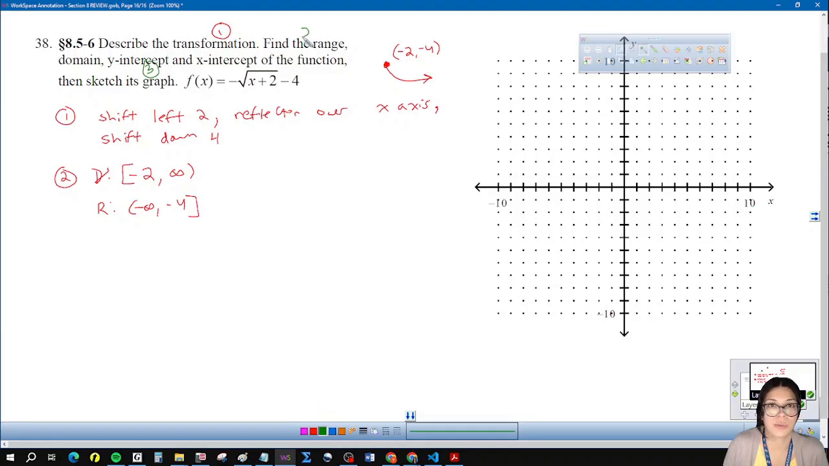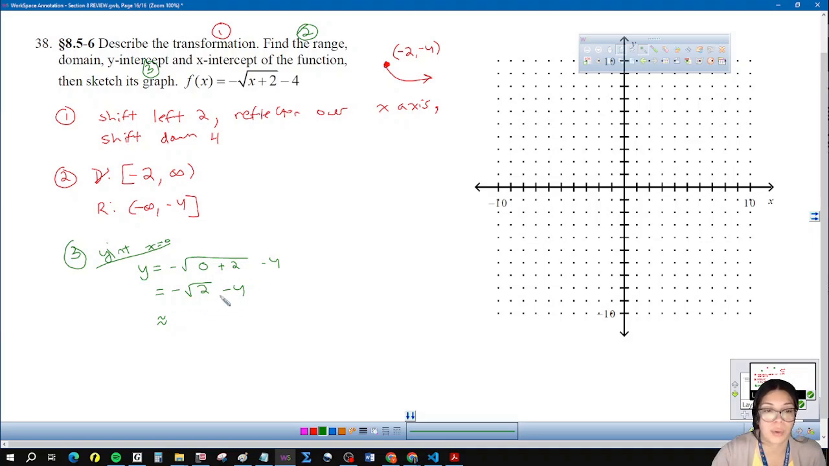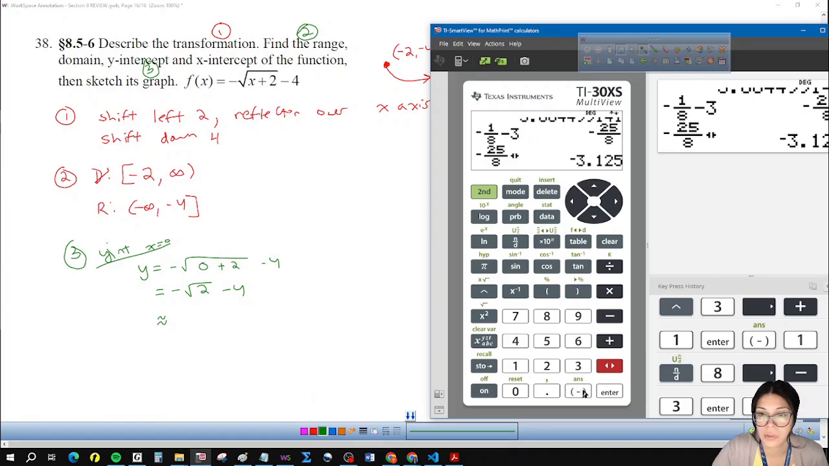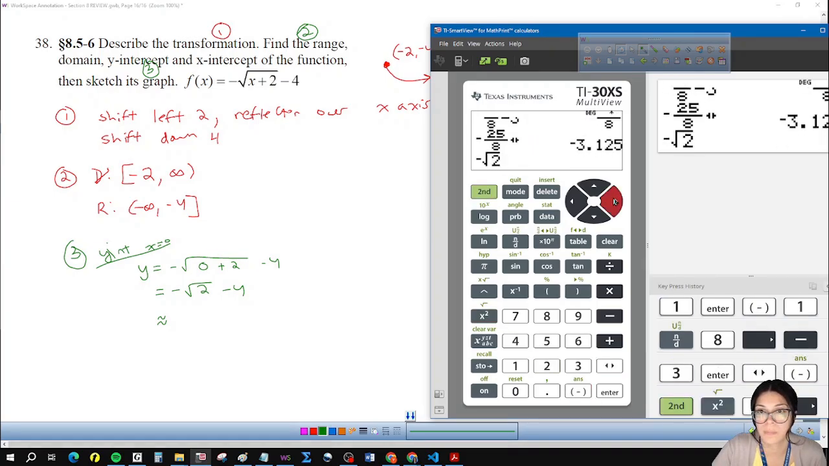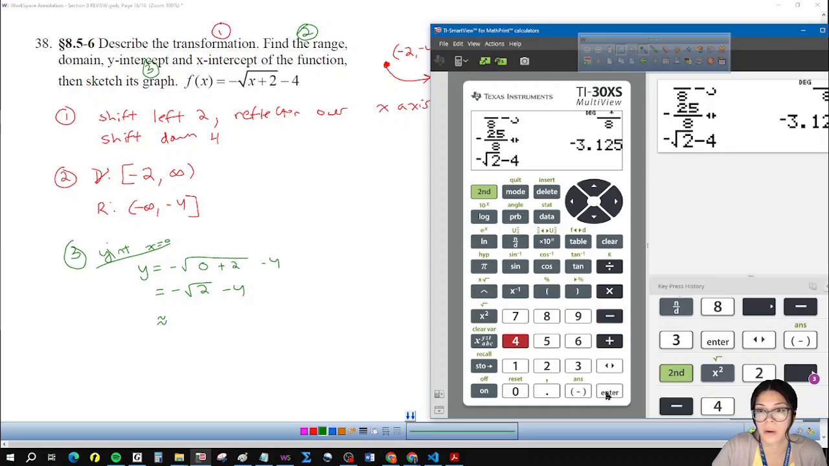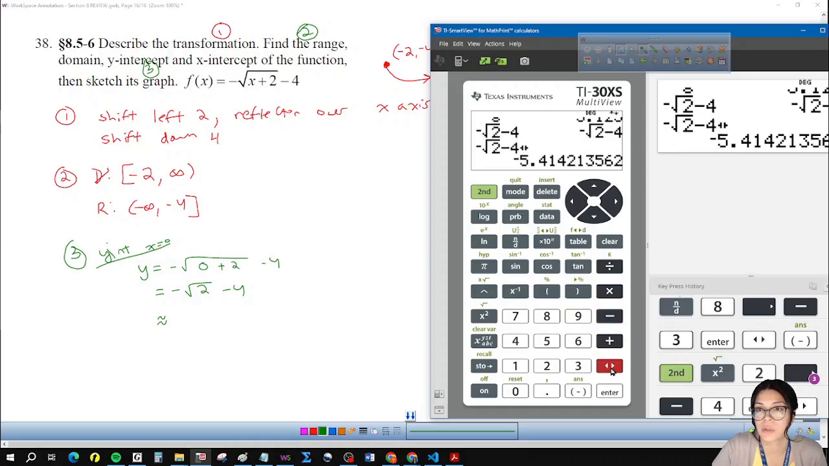Then the third thing they want us to do is find the intercepts. For the y-intercept, we're going to set x equal to 0 and solve for y. So we have -√(0 plus 2) minus 4. So this is -√2 minus 4, and the square root of 2 doesn't give me a whole number. That's the exact value, but I can approximate it using a calculator. -√2, and then that number minus 4. We can use the arrows to get the decimal version, which is roughly -5.4.